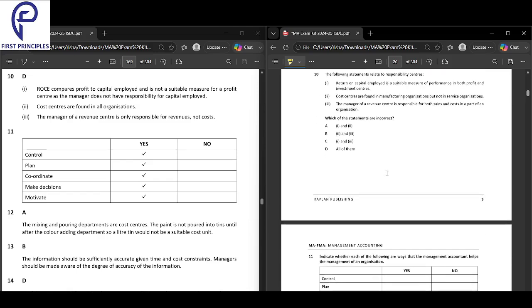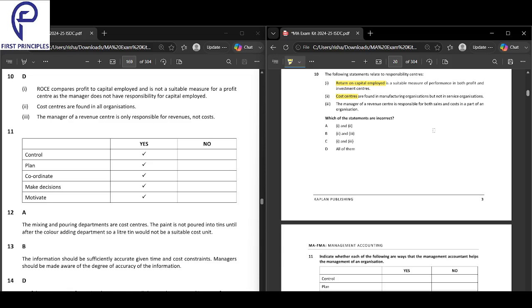Next, the following information relates to a responsibility center. In responsibility center, the first topic of this chapter, which of the following relates to it? First one, ROC suitable measure. We had spoken about ROC versus ROI yesterday. Cost centers are found in manufacturing but not in service. More often than not, cost centers are found in manufacturing organizations. Very true. They only control the costs. The manager of a revenue center is responsible for both sales and cost. Yes, sales, we've seen this revenue center. He's responsible for both sales and cost.